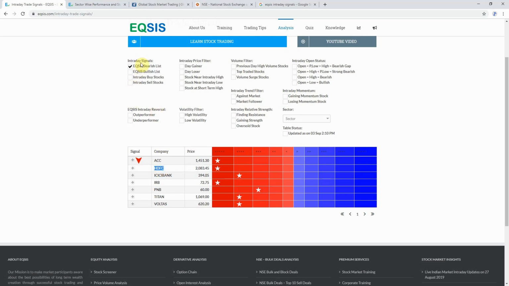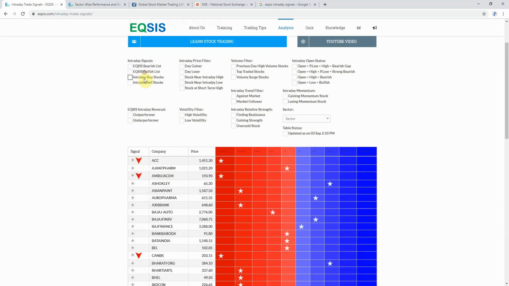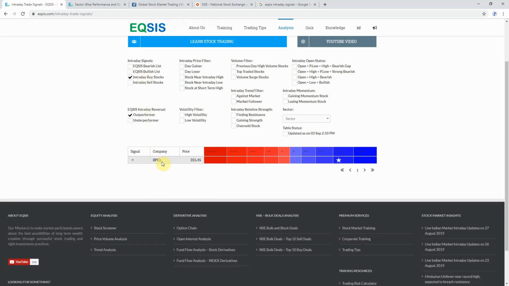Then if that is the case, I request you to check out options like the EQSIS bearish list and underperformer, or the EQSIS bullish list, outperformer. You don't see any combinations, or intraday buy stocks with outperformer. I think BPCL is one company which is also in the buy list, because the stock is reasonably performing and it is also outperforming the market. Let me show you how it happened.